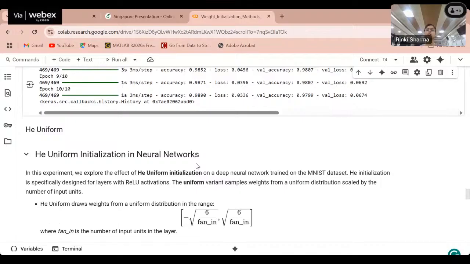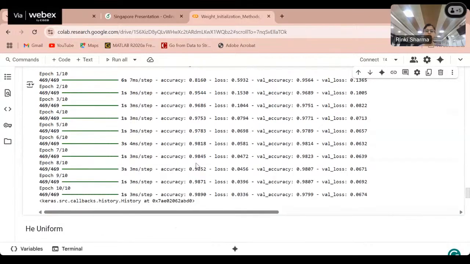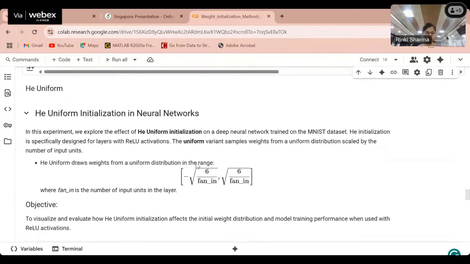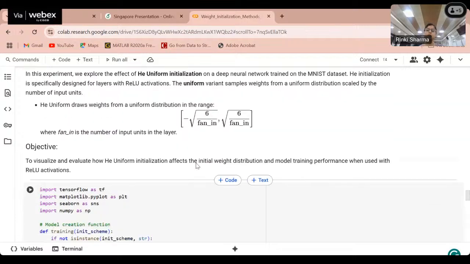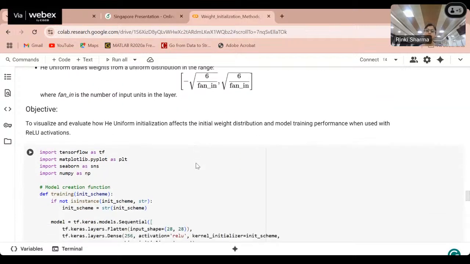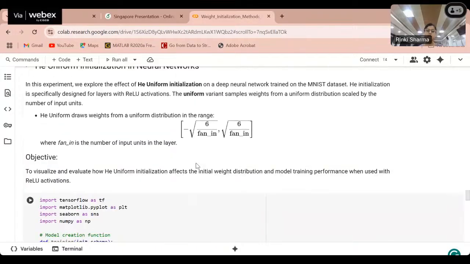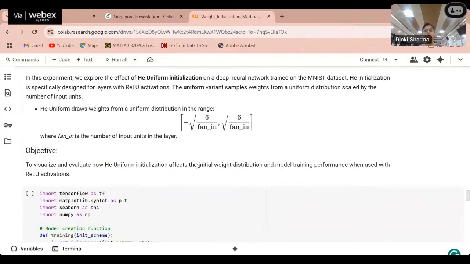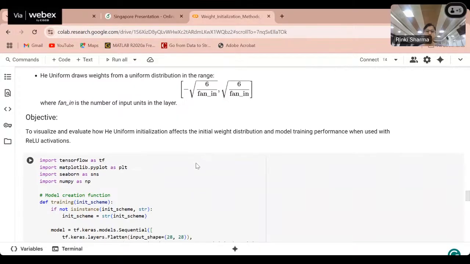So other than zeros and ones, all initializers are good. And it depends on your task. You have to explore by changing every initialization scheme and check how it will behave on your data or on your task.